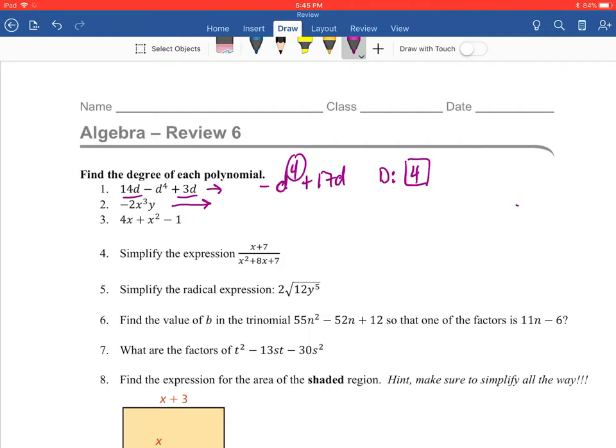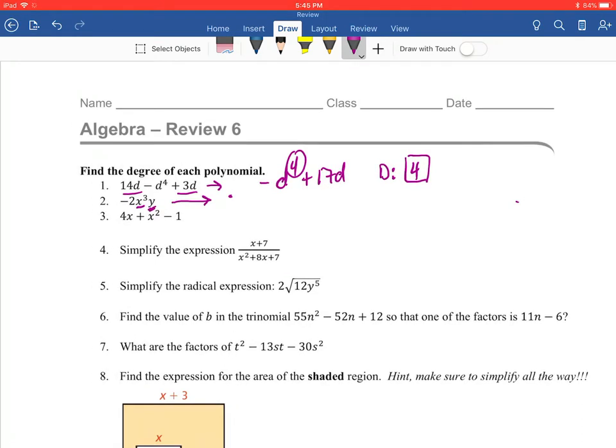Problem number 2 is a monomial. There's a special rule about monomials. If we remember all the way back, if I have more than one variable, I need to add the exponents. More than one variable, you have to add the exponents. So this first exponent is to a degree of 3, Y is to an exponent of 1. So 3 plus 1 will give me 4. So this one here has a degree of 4.